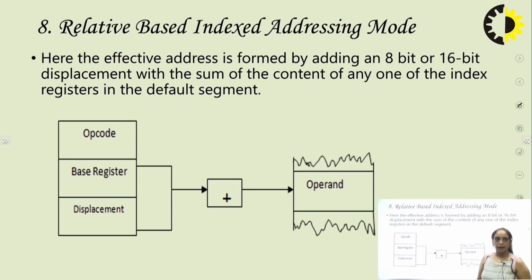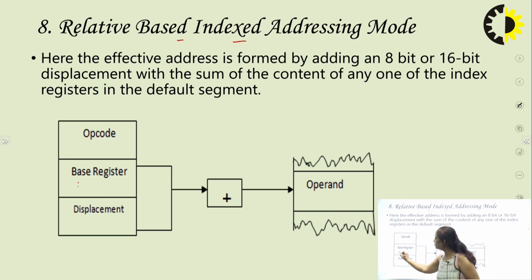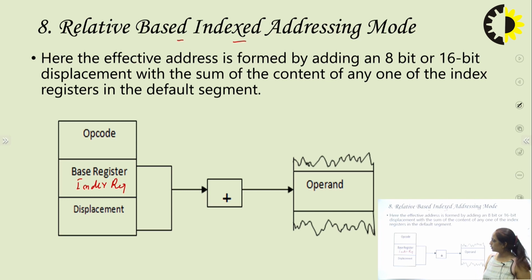Then we have relative base indexed addressing mode. Now we are going to have three things. First is your base register, then we have the index register, and then we have the displacement, right? So here we also have the index register. Base register plus index register plus displacement will calculate the address of your operand.